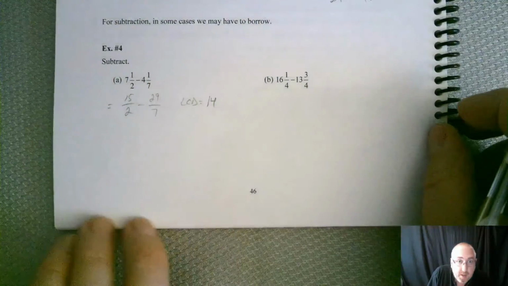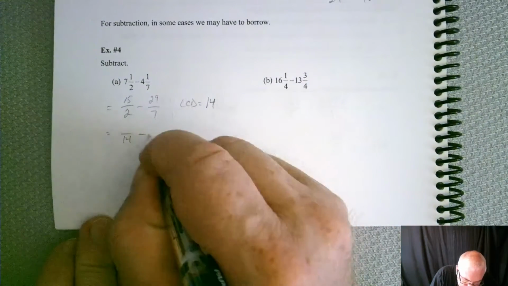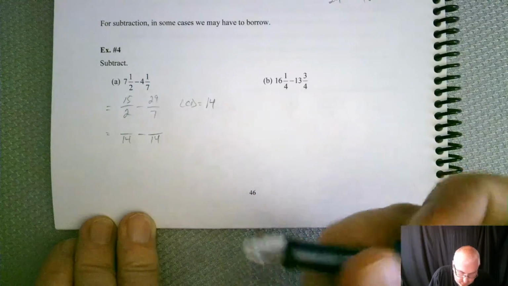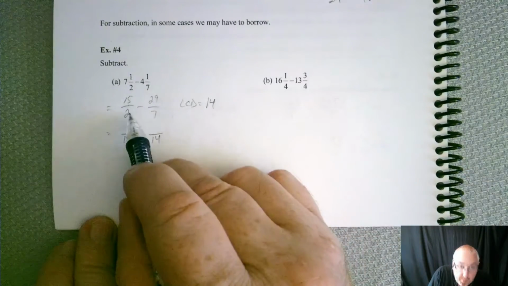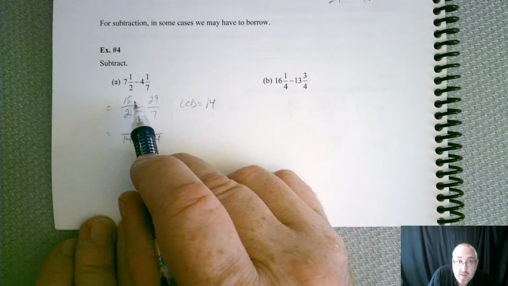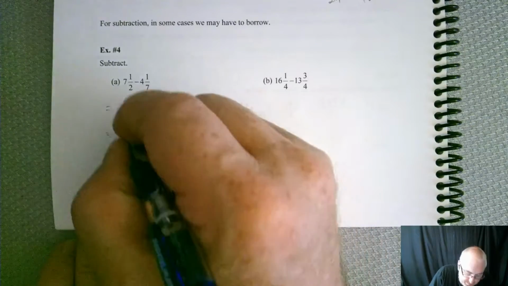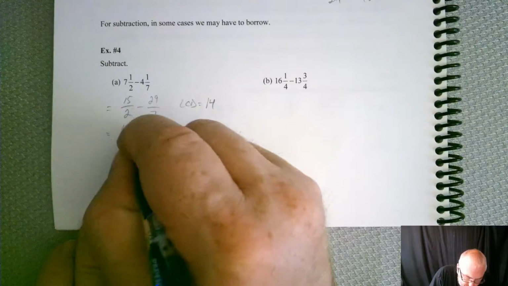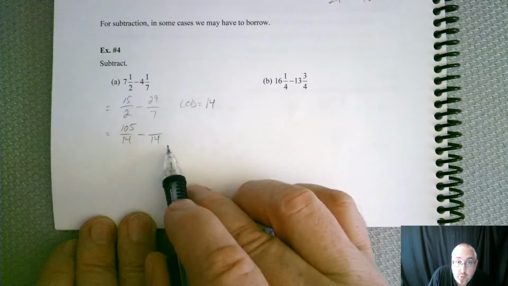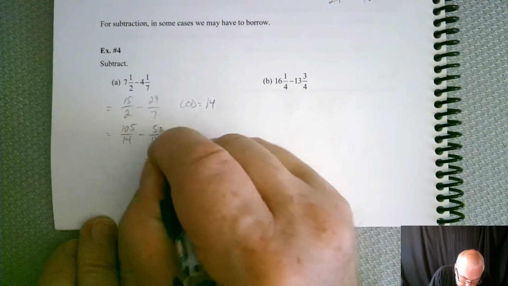And now let's change our denominators. Okay, so now we got to multiply this one by 7, so we got to multiply the top by 7. So 7 times 15 is what? I think it's going to be 105, right? And now for this one, we're going to have to multiply it just by 2 to get to 14. So 29 times 2 is 58.